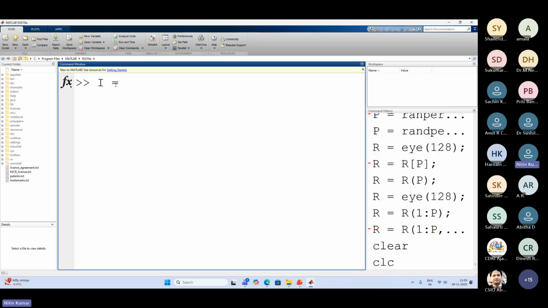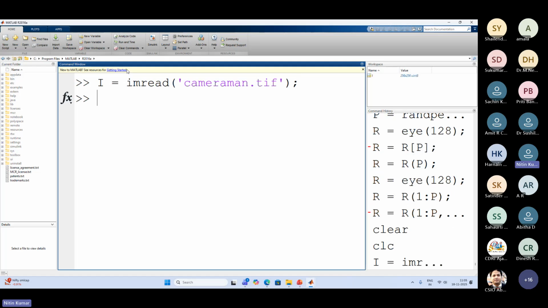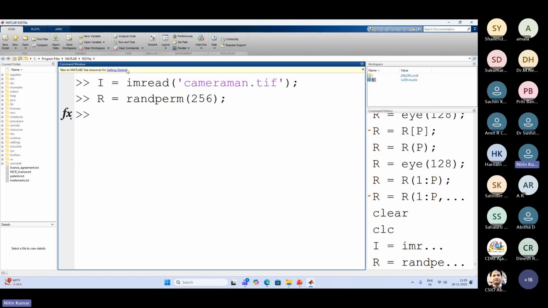Suppose I just convert this. I have read the image, and I generate R equal to randperm. I am directly applying this. Okay, so random permute 128 is 256. Okay, so now I generate another image using this R. So R as the rows, and R as the columns.